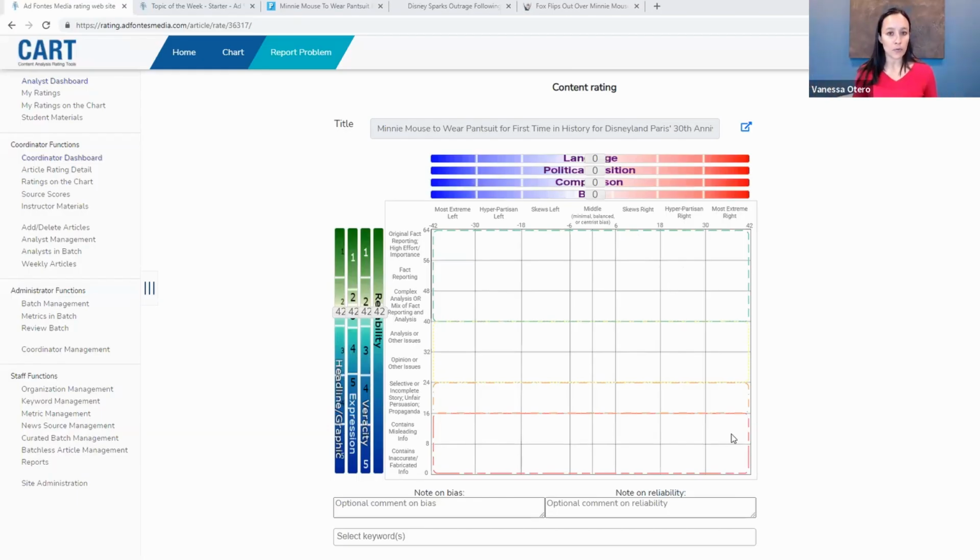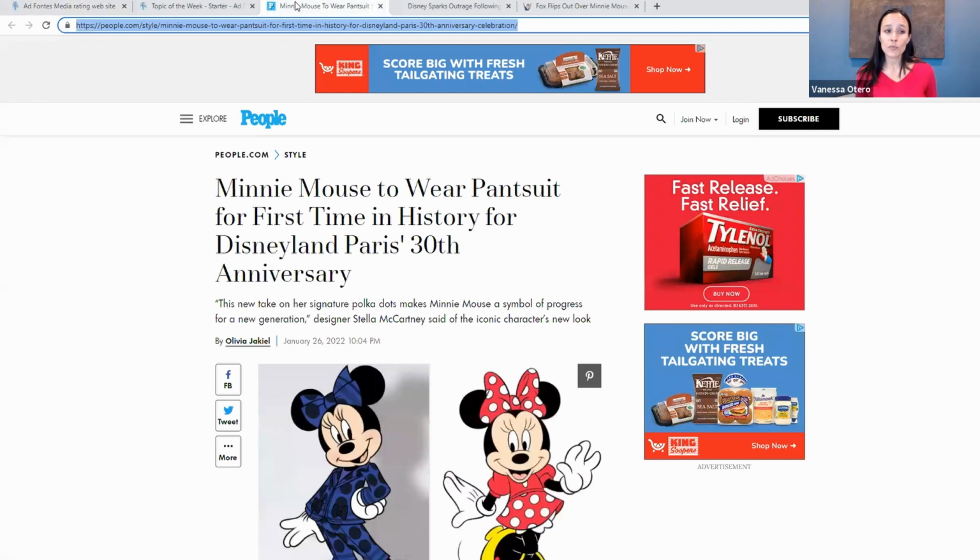But let's jump into mouse pants. I'm going to bring up our first article. And what I'm going to show you right now is our analyst interface. If you haven't seen this before, this is a blank media bias chart that our analysts use and have articles in there. You see here, the title at the top says, Minnie Mouse to wear a pantsuit for first time in history for Disneyland Paris's 30th anniversary. And when you pop that out, that's actually this article over here. And it's from People Magazine.